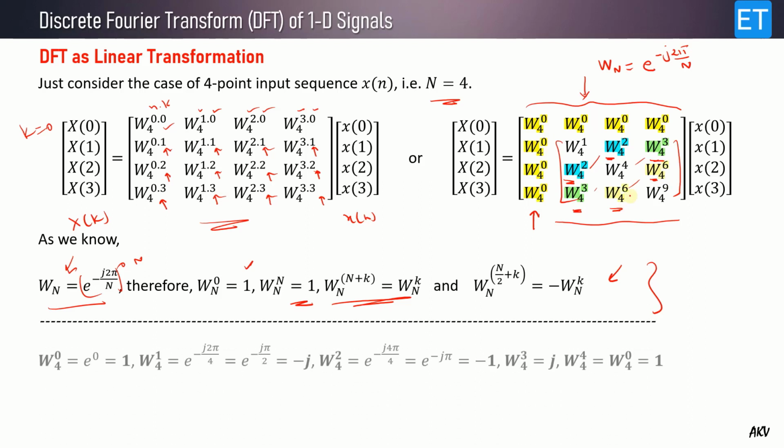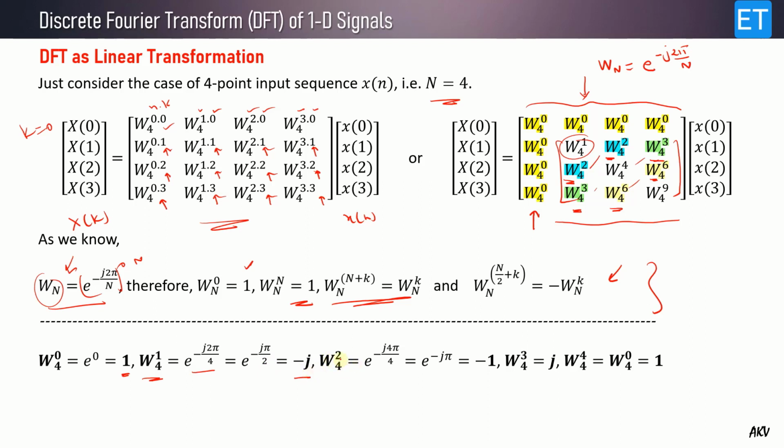So let's see how. W_4^0, obviously because of the power 0 you are getting 1. So the first row and first column, all values will be equal to 1. Now let's see W_4^1. W_4^1 is simply e^(-j2π/4), and from 2, this 4 will be cancelled out by the 2. So this is e^(-jπ/2), and this is equivalent to cos(π/2) minus j sin(π/2). So that is equal to minus j.